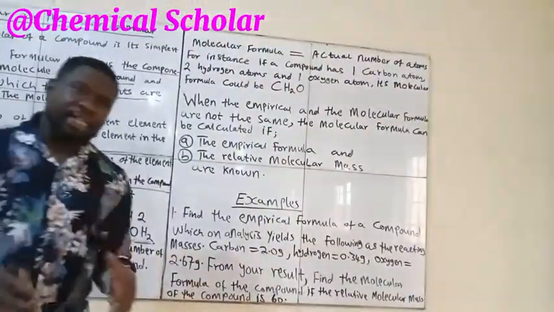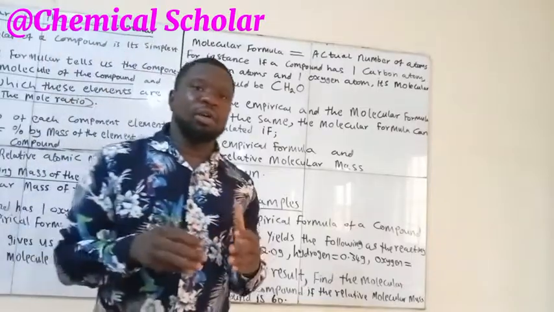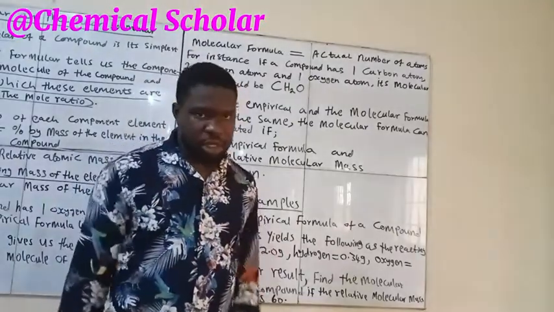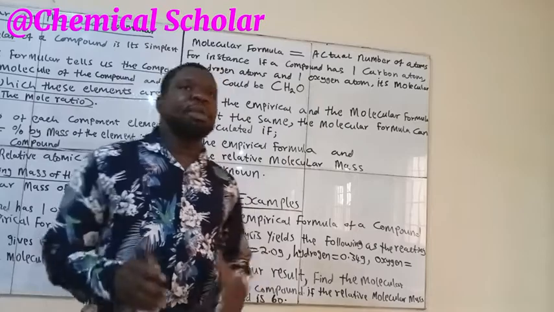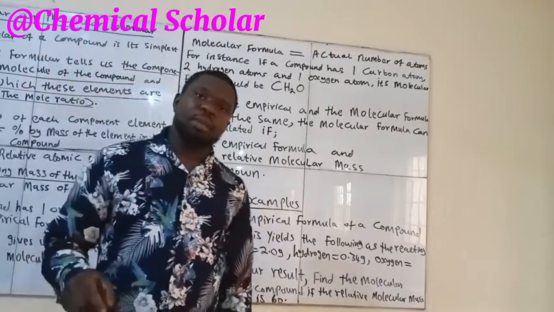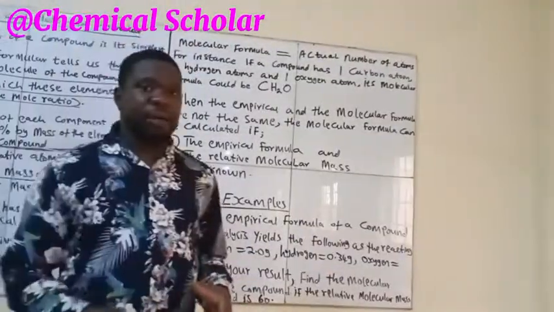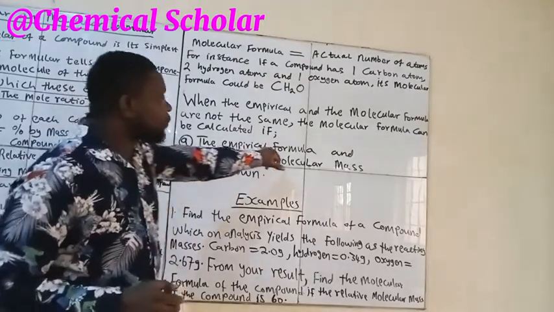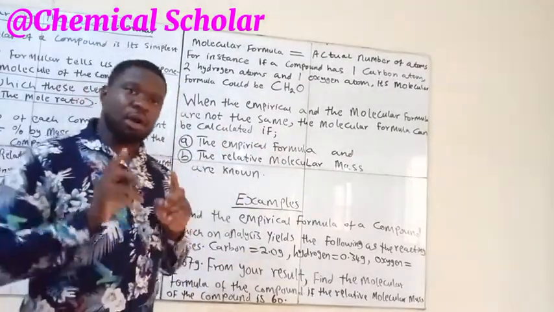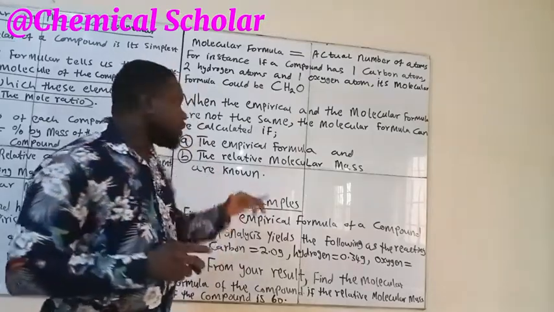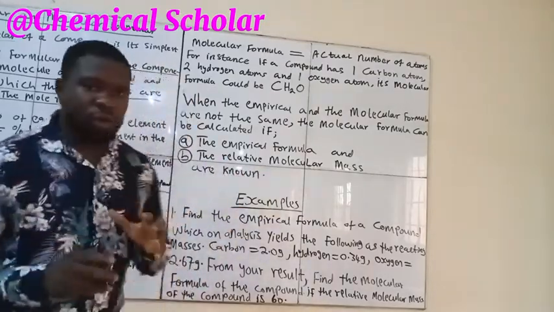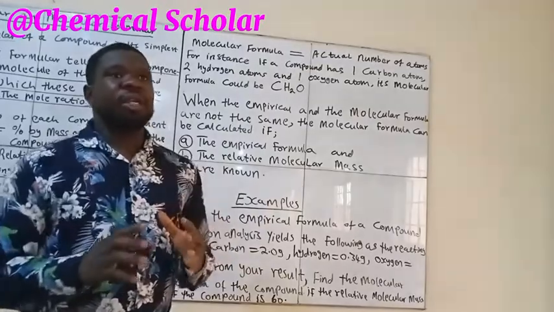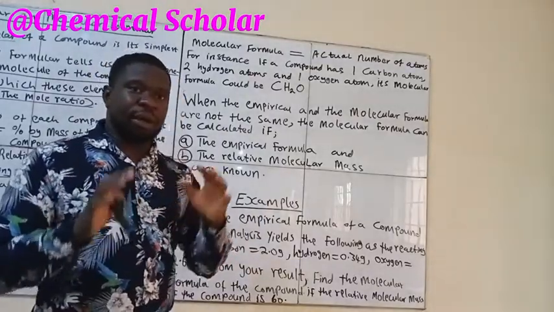Okay, and that will now take us to the calculation of empirical formula and then the finding of the molecular formula. All right, so if we know the empirical formula of any compound, but we don't know the molecular formula, we need two very important pieces of information. Number one is the empirical formula of that compound, and then the relative molecular mass of that compound. If you know both, then it will be very easy to find the molecular formula.